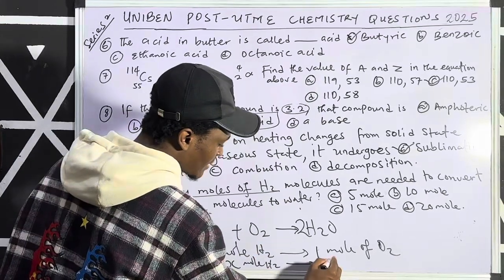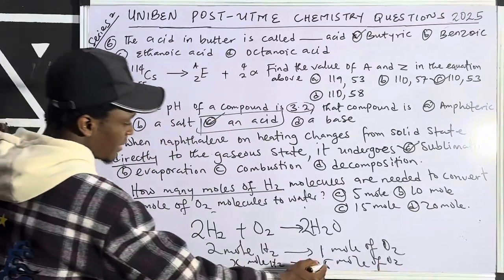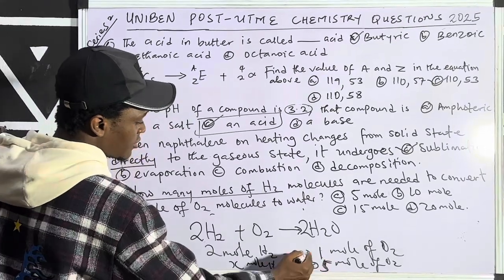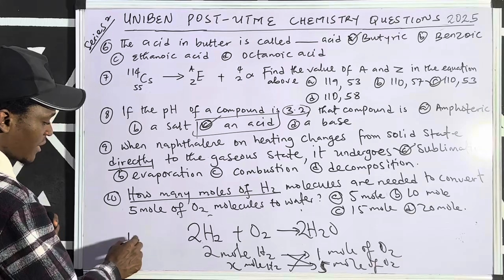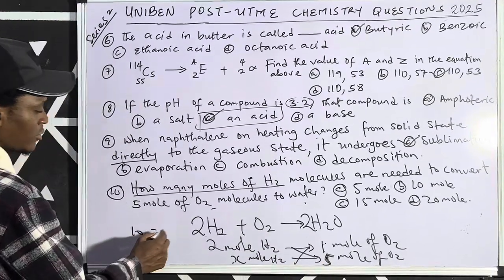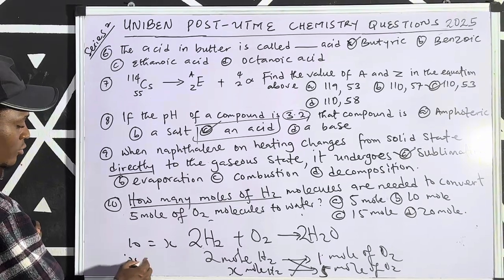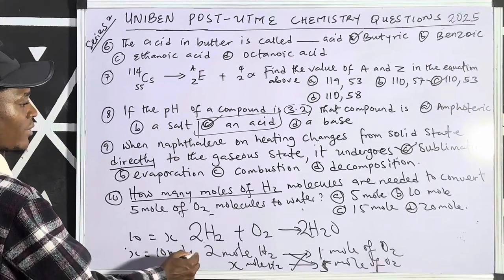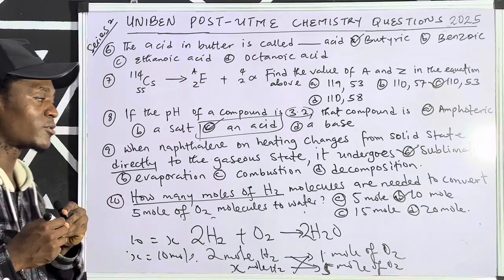So now we know that it is 5 moles of oxygen. So what are you supposed to do from here? It is very easy. All you simply do is cross multiply. When you do that, 2 will multiply 5 to give 10, x will multiply 1 to give x. Our unknown value now is equal to what? 10 moles. So our answer to that question is option B. So let's see the next question.